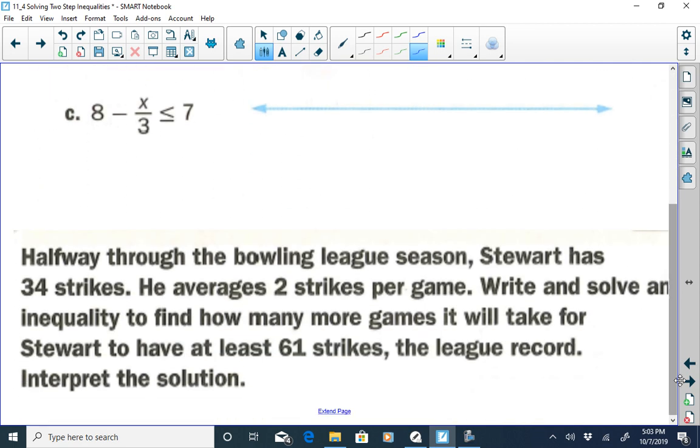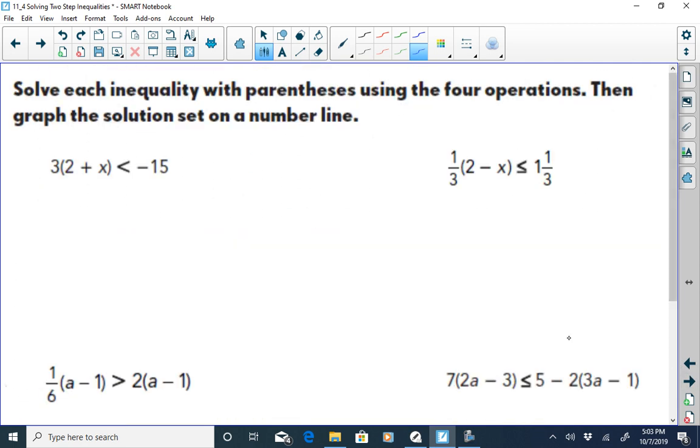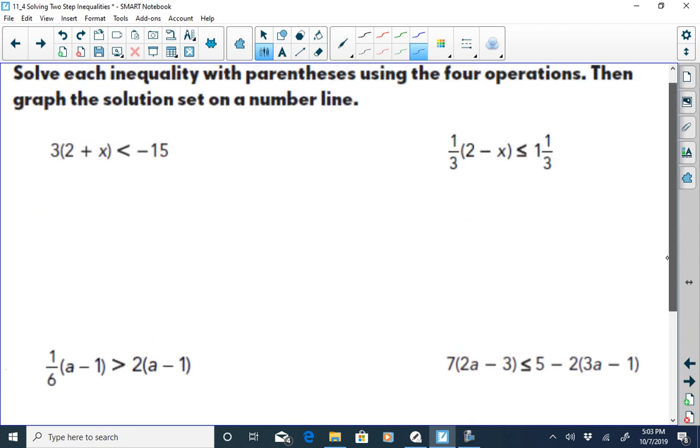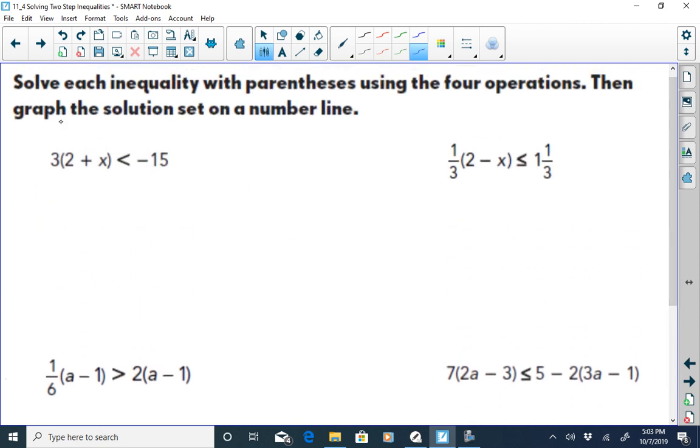Alright. Now let's see. We have these couple of problems. I'm going to skip that. I want to go to some of the more crazier problems here. These are a little bit different. It says to solve each inequality with parentheses using the 4 operations, then graph those solution sets on a number line. Let's take a look at this first one.